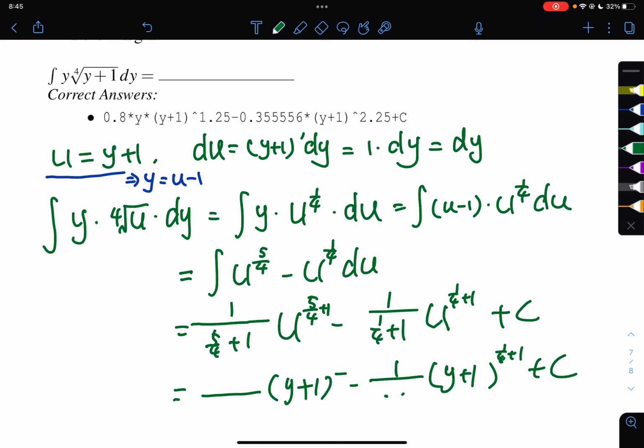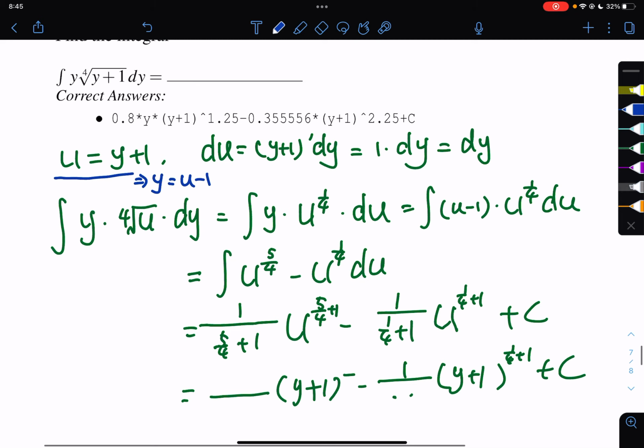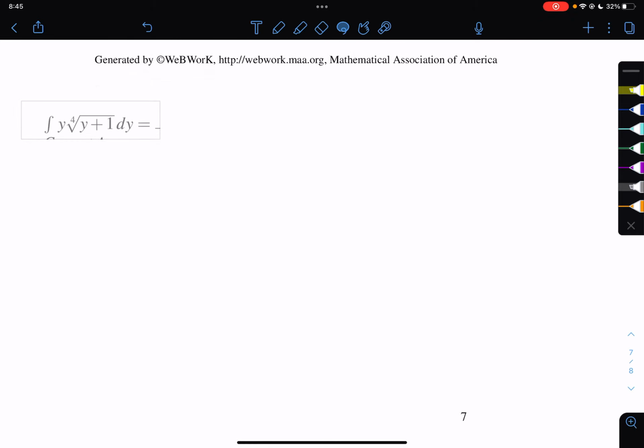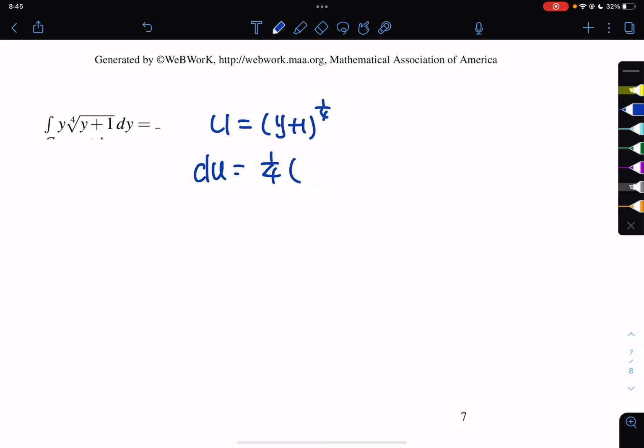I'm not 100% sure if we can have another way, so just for the sake of discussion, we can have a try, see if another way would work out. The particular problem we got here is this. I could try something else just for fun, see if it works out. So if I have y plus 1 to the power of 1/4 to be my u, therefore du is 1/4 y plus 1 to the power of -3/4 times the derivative of y plus 1, which is 1, and then dy.